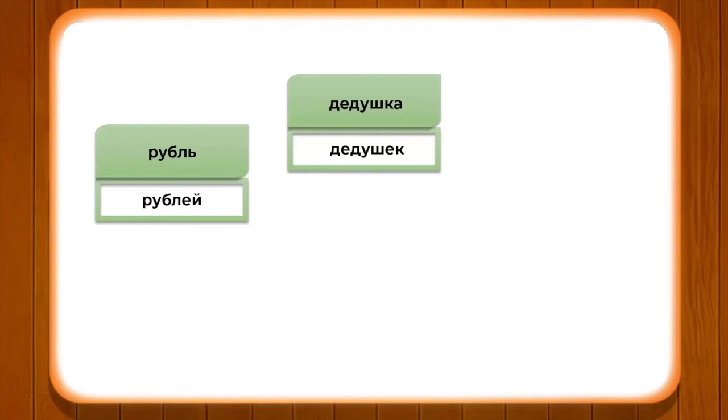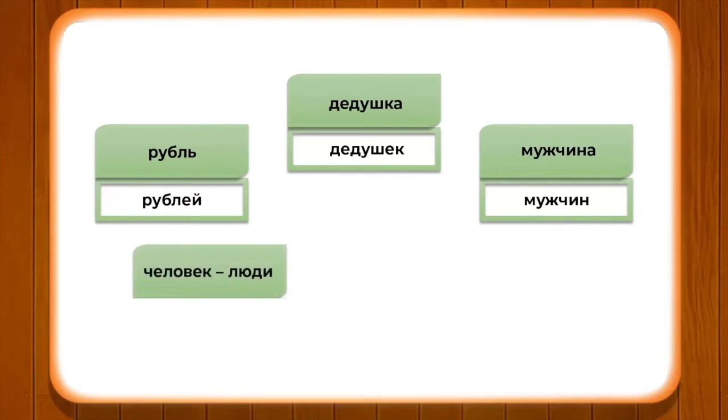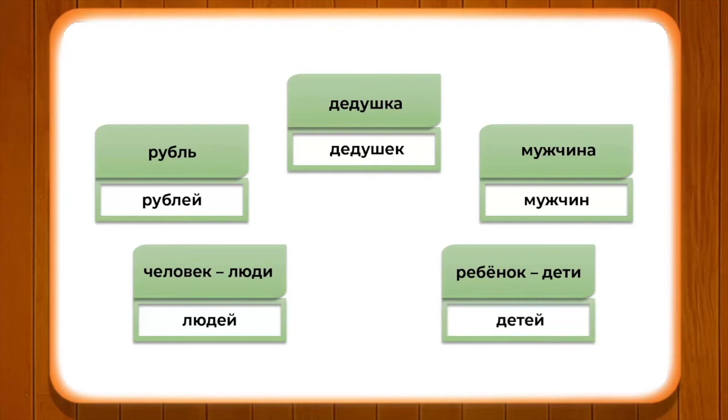Дедушка ends with a but belongs to the masculine gender, changes into дедушек. Мужчина ends with a, however it belongs to the masculine gender, changes into мужчин. Человек changes into людей. Ребенок changes into детей. So, these are certain exceptions in Russian.